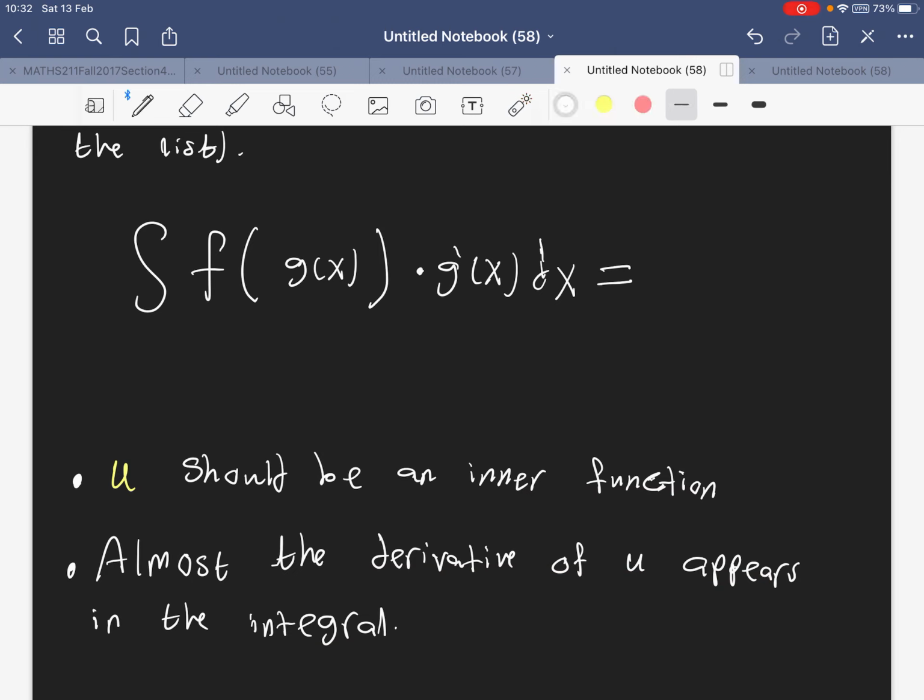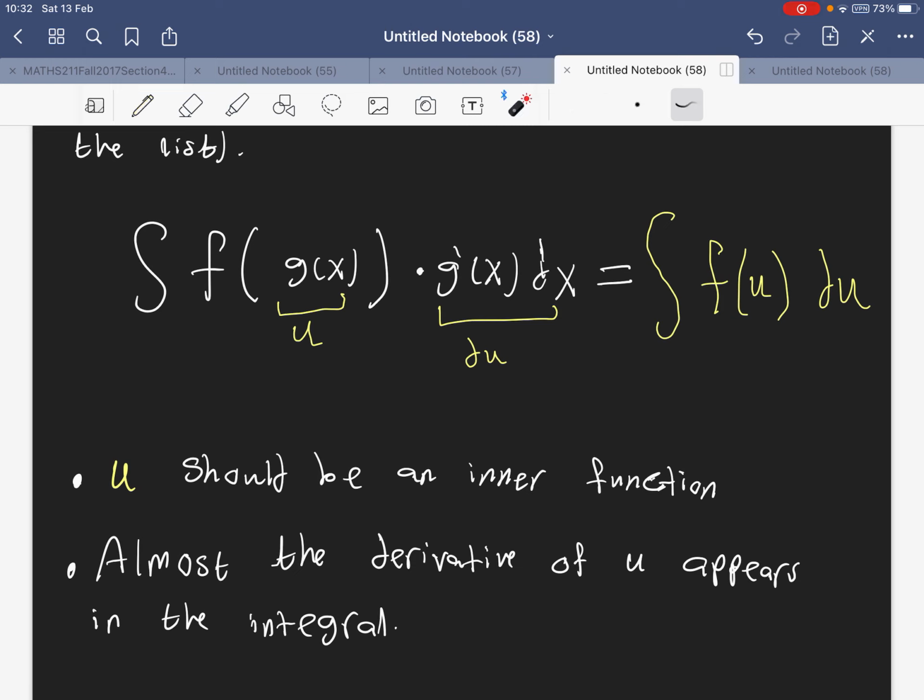Now, how am I going to use the substitution method? I will call the inner function u. So its derivative will be du. And the final thing will be the integral of f of u du. The first thing you have noticed is I don't have x anymore. I just have u, and this seems to be a simpler one. It's just f of u. Hopefully this is from the list, and if it is, we can finish the question easily.